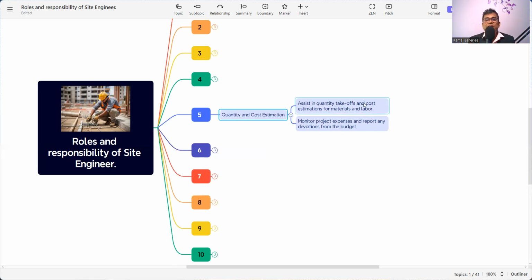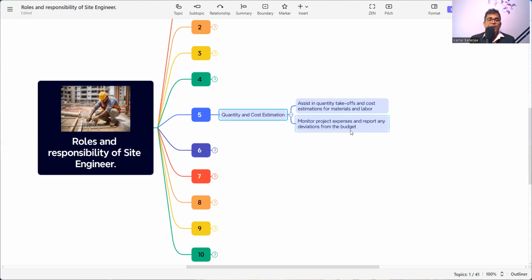So assist in quantity takeoffs and cost estimation for material and labor, and monitor project expenses and report any deviation from the budget. That is very essential, because every company is working for their profit and every company has a budget for every project. Now, if the project budget is exceeded, that means the project is not giving the benefit to the company, and accordingly, the company will not give you the benefit. You will not get promoted. You will not get a salary hike. So the budget also is very much important.